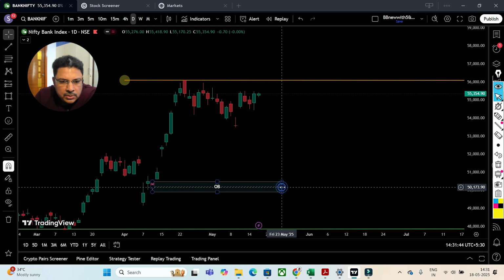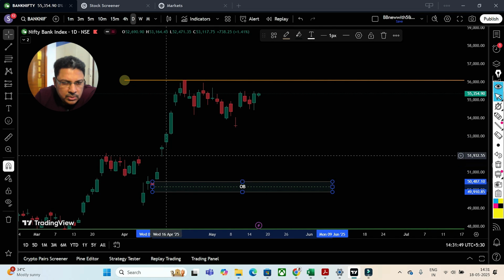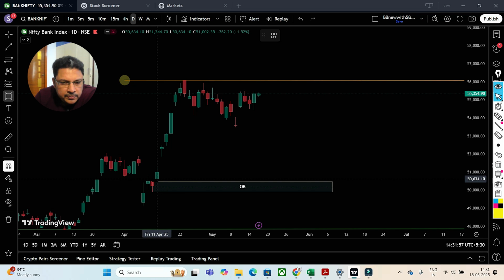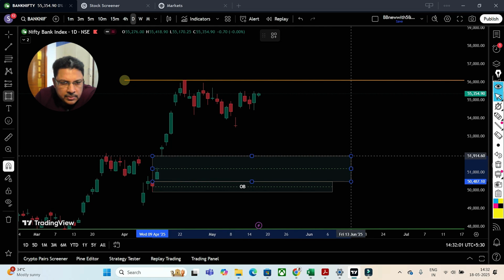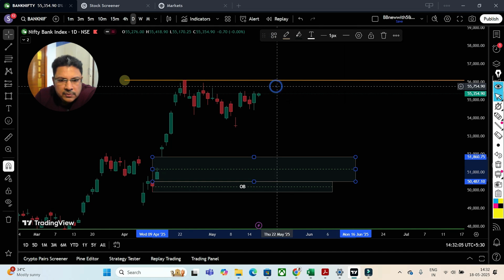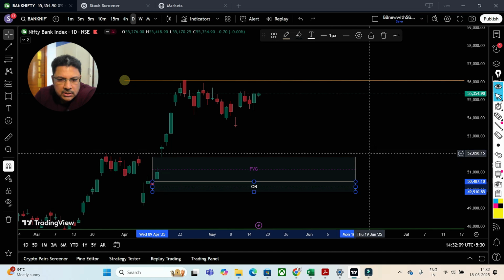Okay, so this is your order block and there is a good fair value gap here from here to here. If I have to mark the fair value gap also, I'll mark it from here till here. This is our FVG. So here is our FVG, and then there is an order block.